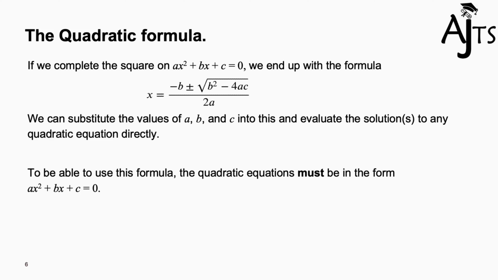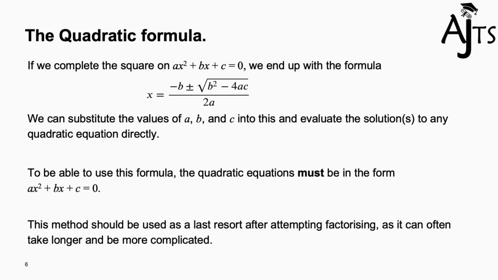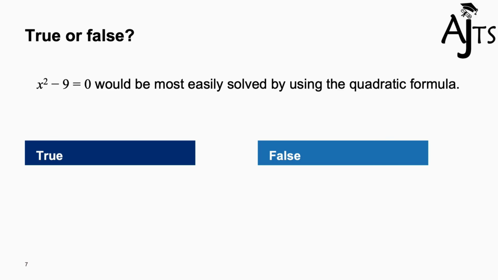While this method is reliable and works for all quadratics, it is usually best applied as a last resort, after attempting factorization, as it can be more time-consuming and algebraically complex. Here's a quick exam-like multiple choice question for you to try. True or false? x² − 9 = 0 would be most easily solved by using the quadratic formula.